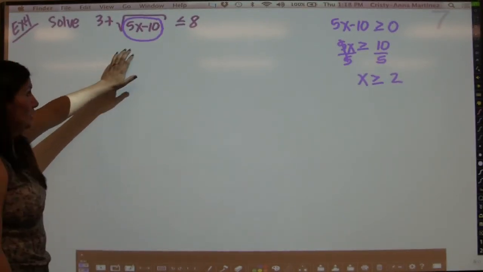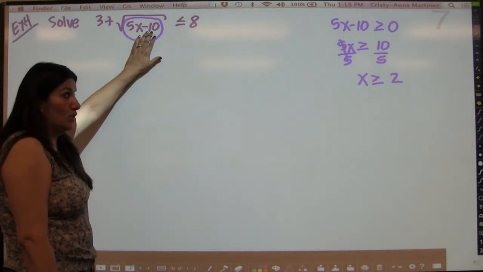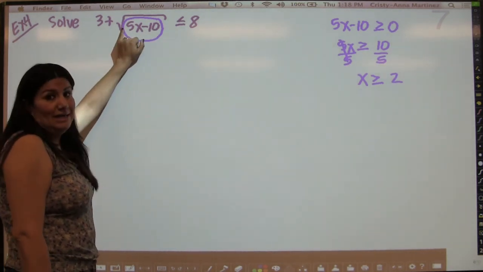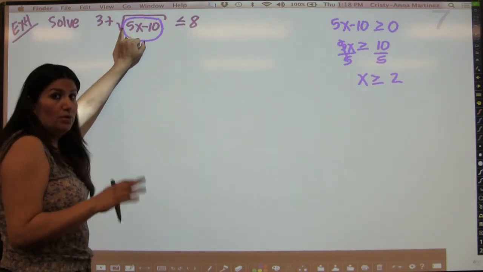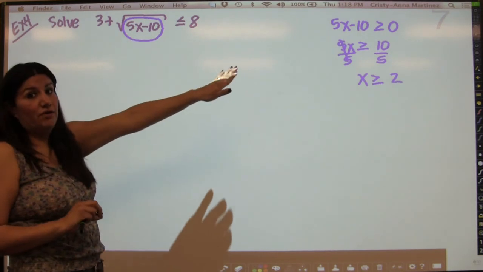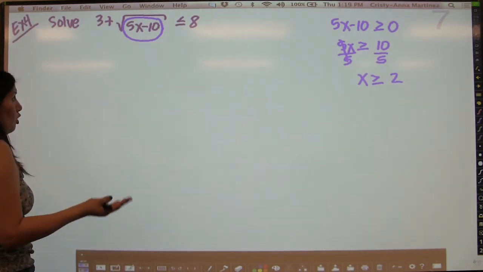All we've dealt with is the domain. In order for this domain to work, it has to be x greater than or equal to 2. That's the first part. Anytime you have an even index, in this case the square root through the 6th root, any even index, you have to do this part first. Once you've done that, now we're going to solve the rest of it like we normally would.